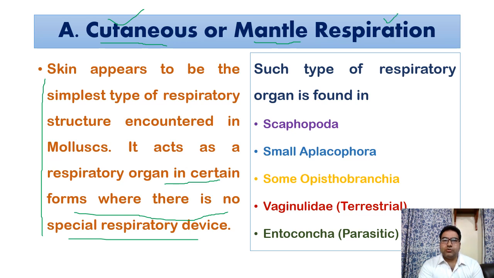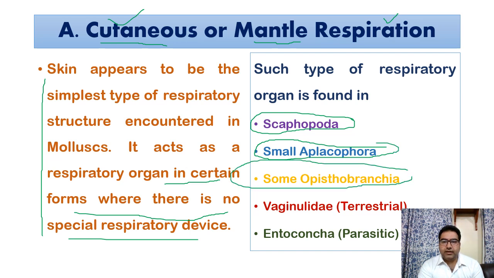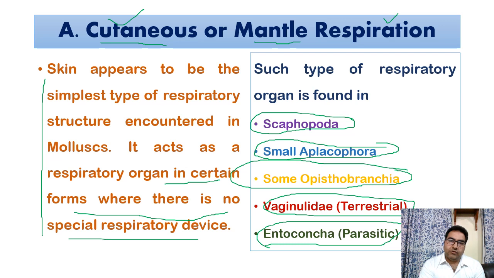Such type of respiratory organs are found in the case of Scaphopoda, which we call the tusk shells, some aplacophorans, and some Opisthobranchia, wherein the mantle and the skin respiration takes place. Then in some Vaginulidae, these are the terrestrial forms of the mollusk, the cutaneous respiration also takes place. Then in some parasitic forms such as the Entoconcha, the cutaneous or the mantle respiration takes place.